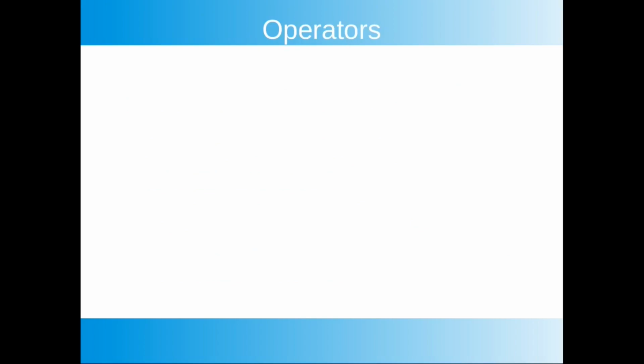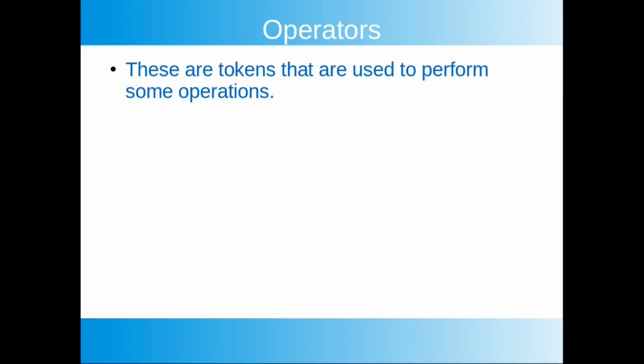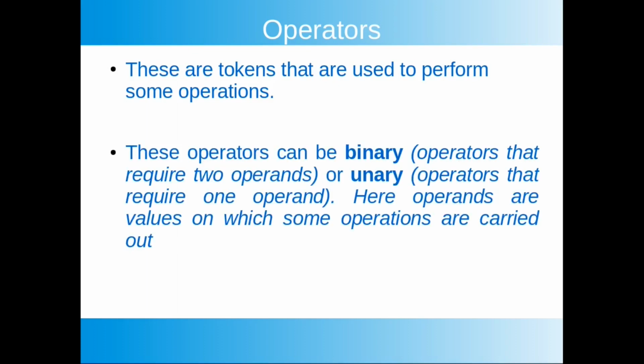So now let's move on to operators. Operators are tokens that are used to perform some operations. And these operators can be binary, that is operators that require two operands, or unary, that is operators that require only one operand. Here the term operands are the values on which some operations are carried out. So let us see an example to understand what binary or unary operators are.